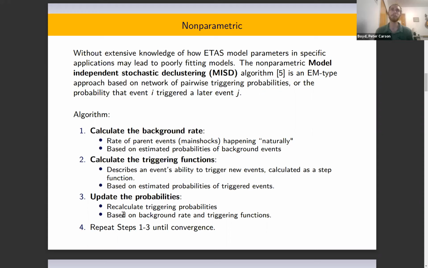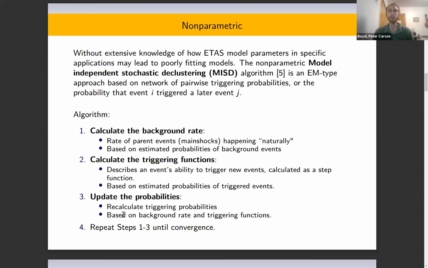And it's an EM type approach that is based on what I'll call a network of pairwise triggering probabilities. And so we can think of these probabilities as what's the probability that some event i is responsible for triggering another event j. So this algorithm works by executing a few steps that begins with first calculating what the background rate is, which is, again, the rate at which those main shocks occur sort of naturally.